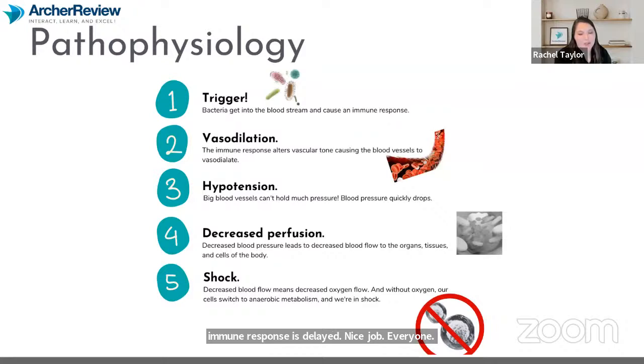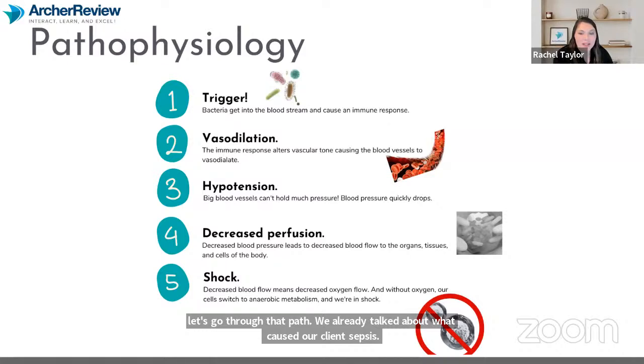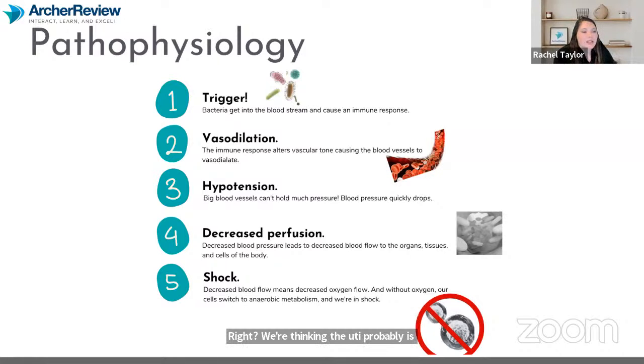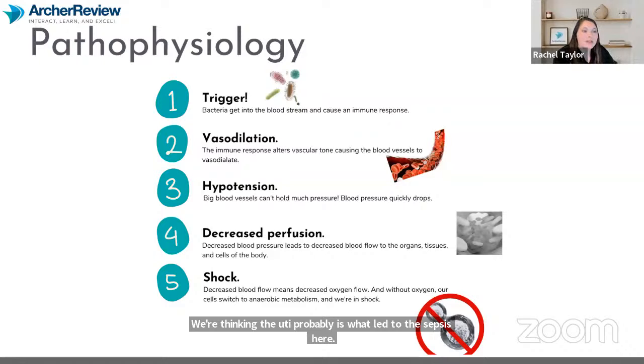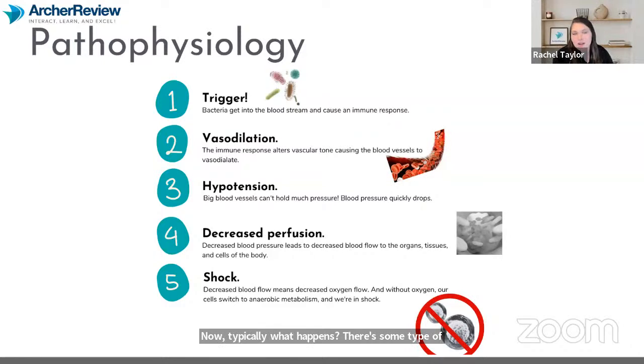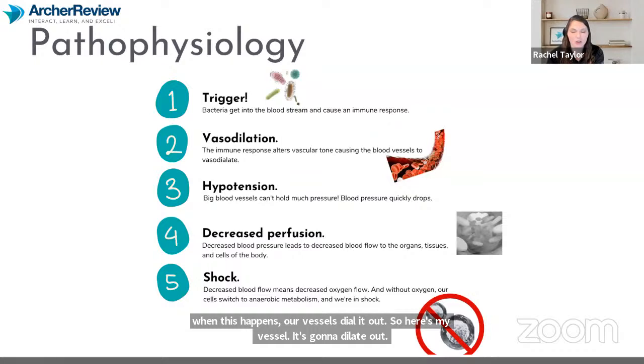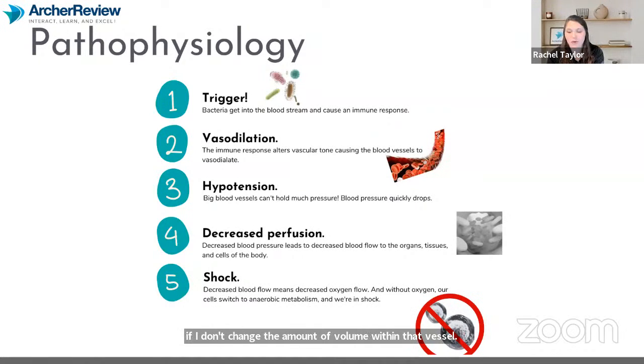Now let's go through that patho, because we already talked about what caused our client's sepsis, right? We're thinking the UTI probably is what led to the sepsis here. Now, typically what happens is there's some type of trigger. Some type of bacteria enters into the bloodstream, and that is going to lead to sepsis. And when this happens, our vessels dilate out. So if here's my vessel, it's going to dilate out. Well, if I don't change the amount of volume within that vessel, what's going to happen to my blood pressure when my vessel dilates? What do we think? Drop it in the chat. What happens when my vessel dilates out without changing the amount of volume in the vessel?